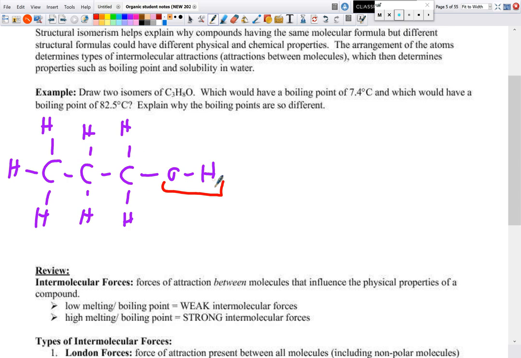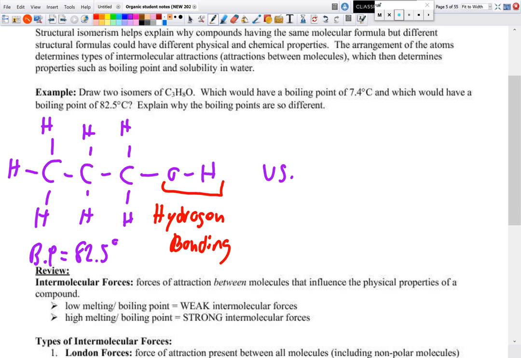So if we draw it so we have a hydrogen attached to this oxygen, well, this is hydrogen bonding. And remember, hydrogen bonding is a very strong intermolecular force, which will raise the boiling point. So if we drew something that had hydrogen bonding, this is why the boiling point of this particular molecule would be 82.5 degrees Celsius.